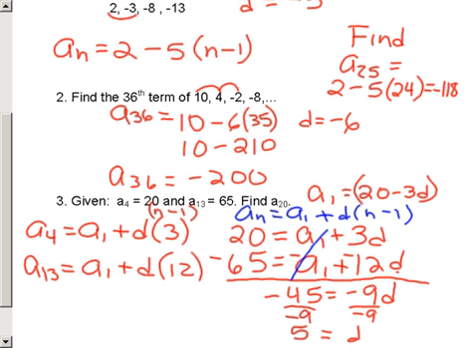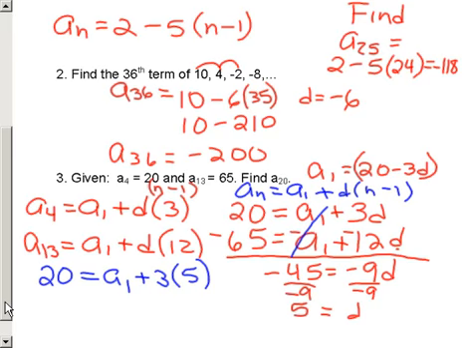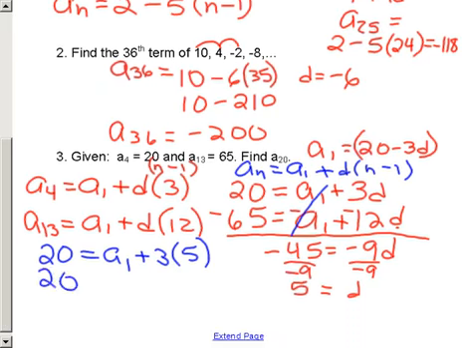Now, how can I find A1? Plug it into one of your equations. We can plug it into the first one. 20 equals A1, we don't know, plus 3 times 5. No, we're not finished. So A1 equals what?